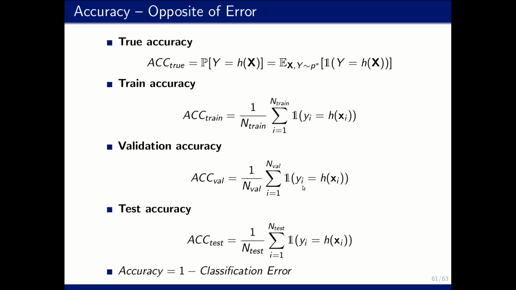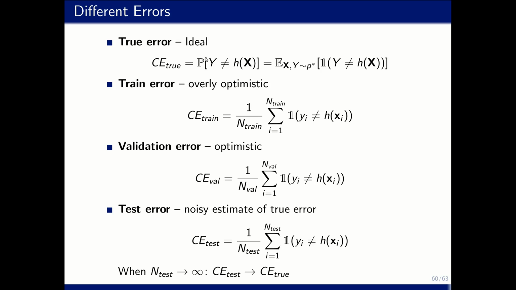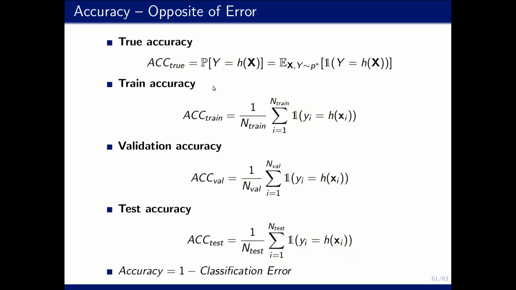Sometimes we report accuracy instead of error, and this is essentially the same story. The only difference between error and accuracy is that in error, we count the number of misclassifications, so whenever the predicted class is not equal to the ground truth class, and in accuracy we count the number of successes or correct predictions, so whenever the predicted class is equal to the ground truth class. So accuracy and error, the same story, essentially just opposite of each other. Accuracy is always given as 1 minus classification error. And sometimes people report accuracy and sometimes classification error, but it's really the same story.